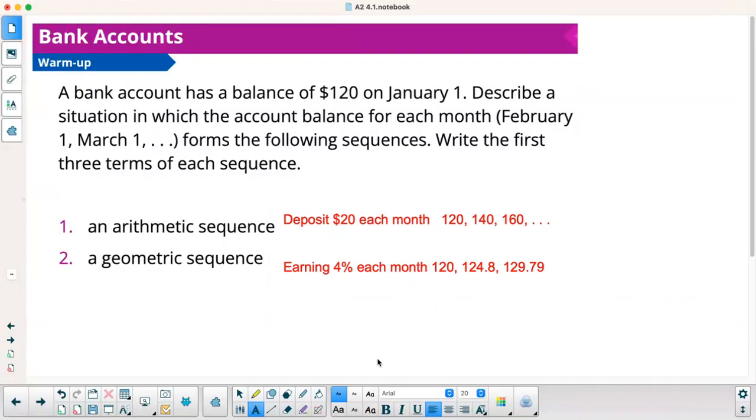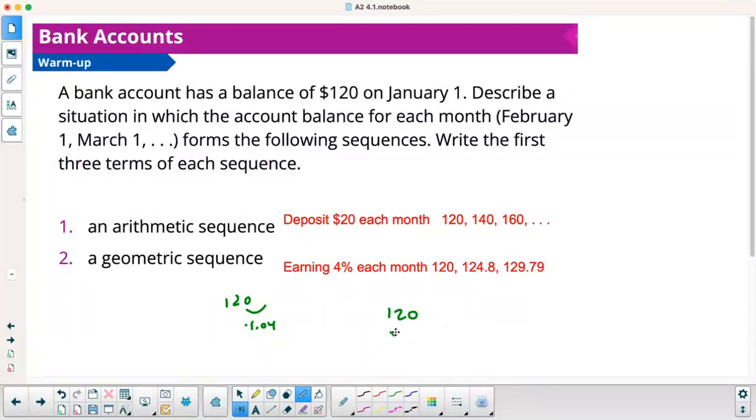So again, now that I can write here, I'm done typing. You could do two things. You could do 120 times 1.04, and that'll get me there. Or you could do 120 times 0.04, and that's going to give you the 24.8, but you've got to add that back onto the original amount. All right.